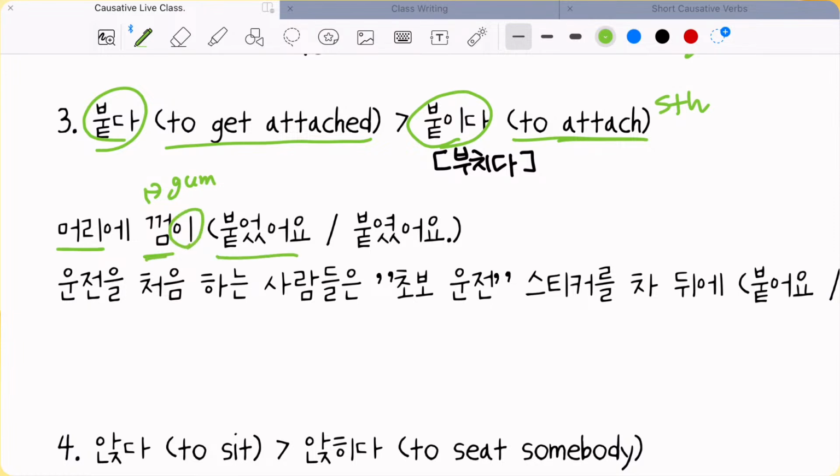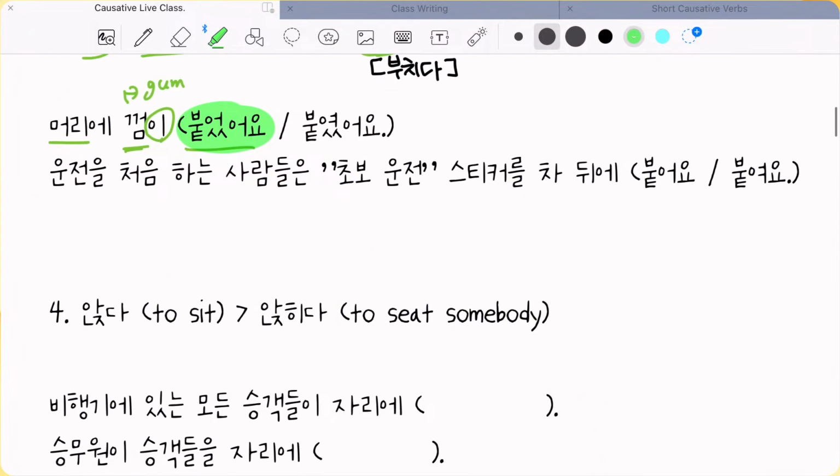Gum got attached. 붙었어요 is the correct one. How about the next one? So this is pretty adorable.